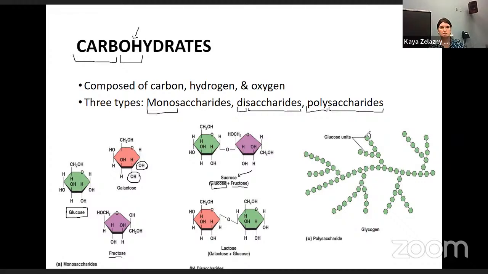So each of these little circles is a glucose unit here. So you can see we've linked them all together. So we're going to see glycogen storing glucose in places like the liver and some skeletal muscle, so that we can then release these glucose units later.